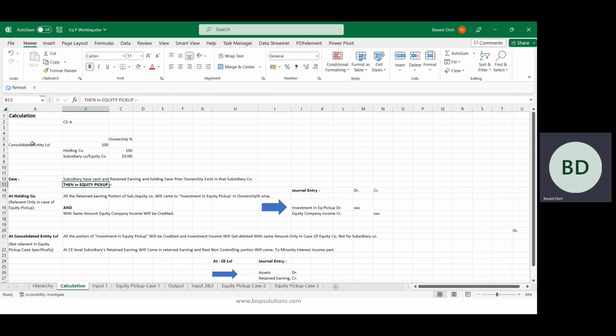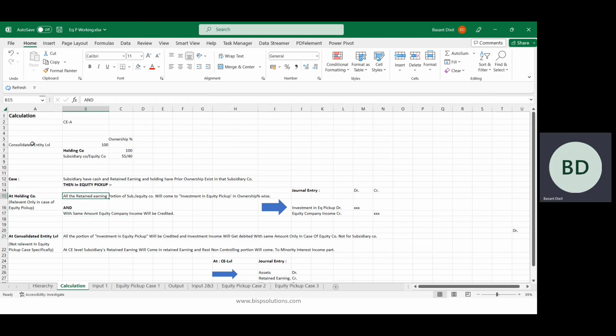Okay, so what will equity pickup do in that case? At the holding company level, all the retained earnings portion of the subsidiary equity will come to the investment in equity pickup. That is a particular account in our account hierarchy with ownership, and it is only relevant for equity pickup at the holding level, not for the C level.